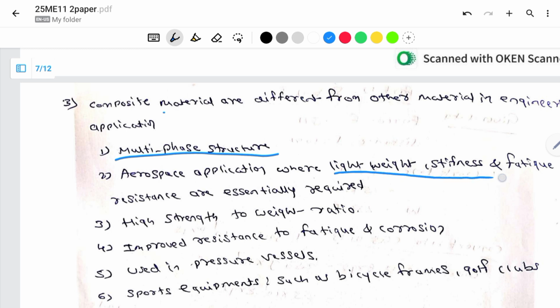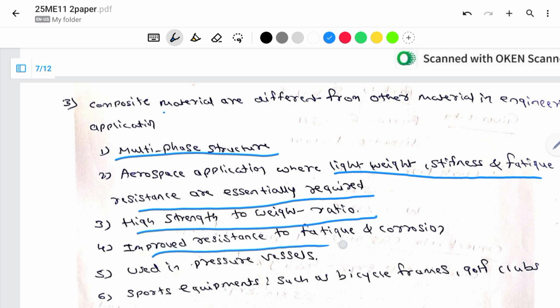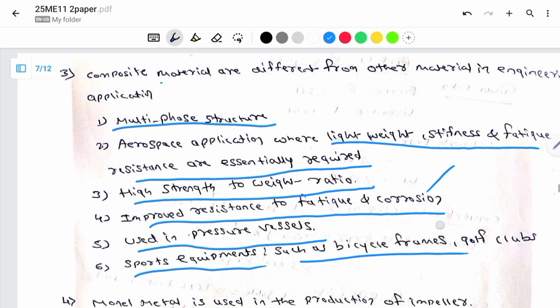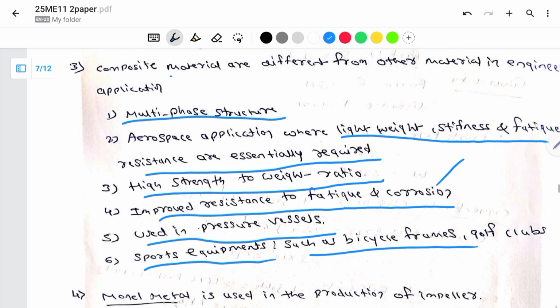So lightweight, stiffness, and fatigue resistance are essentially required. We gain a high strength to weight ratio, improved resistance to fatigue, and corrosion resistance also. Used in pressure vessels and sports equipment, bicycle frames. So lightweight material with more strength, wherever we require it, we use these materials. Here they have written how it is different, but you can also write that composite materials are made up of two or more materials, whatever the definition is.